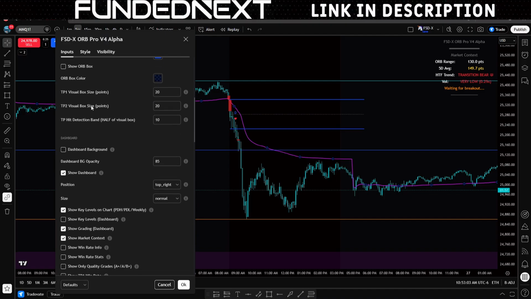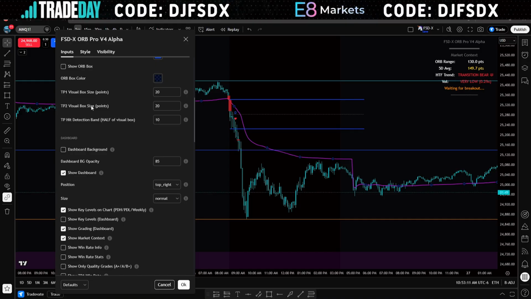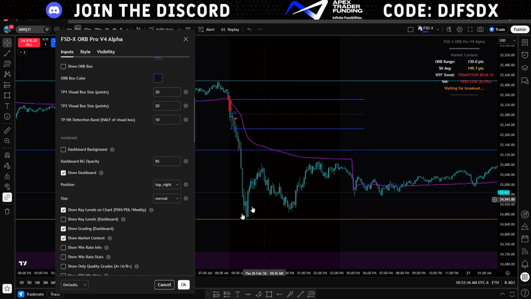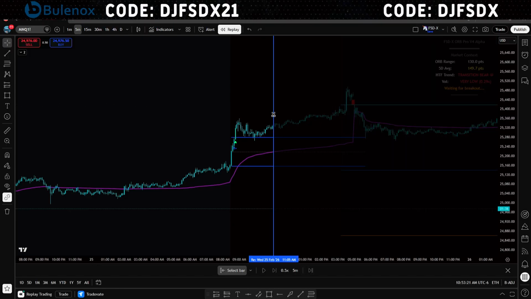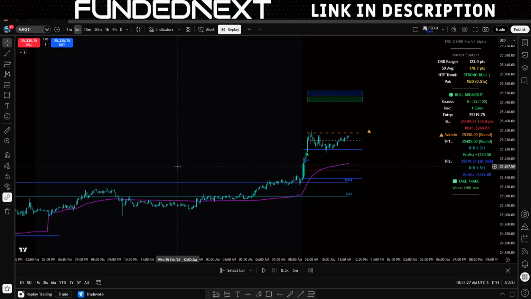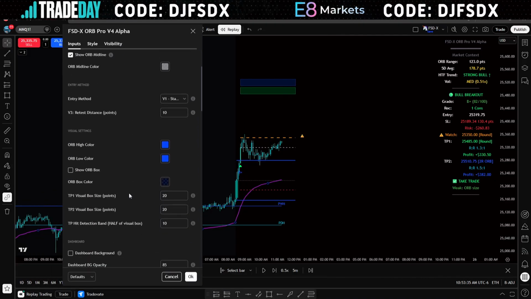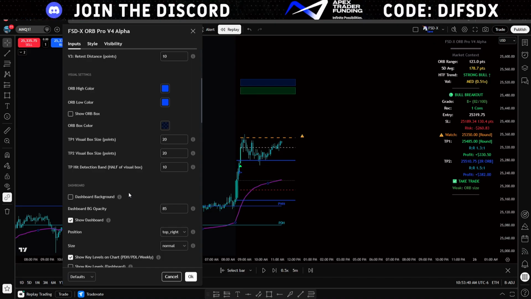So this next part, TP1 visual box 1 and 2, and TP hit detection. These are actually very important, especially if you are trading other things besides MNQ or NQ. So what this does, let me show you on a valid setup here. You can also change this. I'll show you how to change it. So if you want to detect a different way, you can do that. So what this does is, the TP1 visual boxes are 20 points.